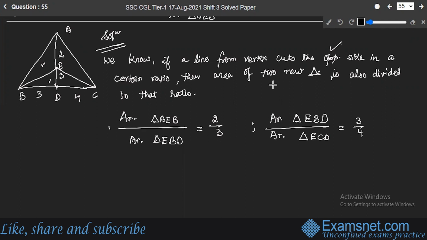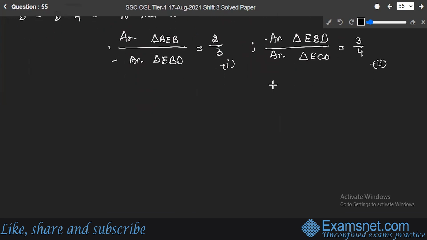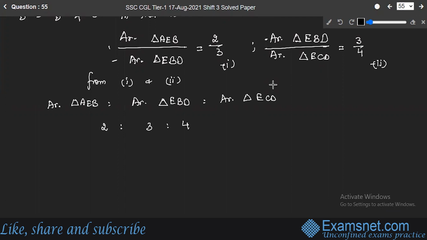So according to this concept, the ratio of these areas are like this. Now consider both of them. Here is EBD, here is EBD. So from these two equations, let this be equation 1 and let this be equation 2. From 1 and 2, area of triangle AEB is to area of triangle EBD is to area of triangle ECD is equal to 2 is to 3 is to 4.